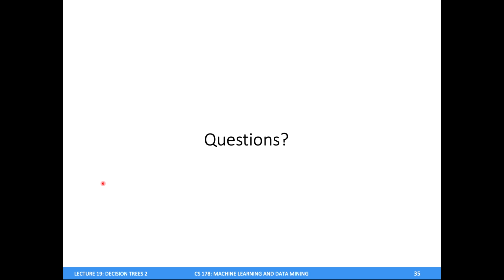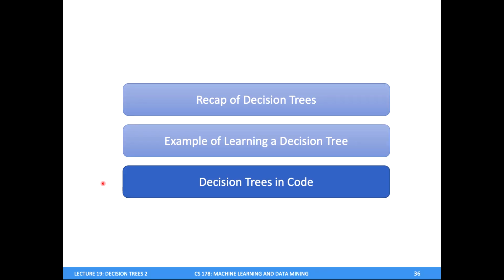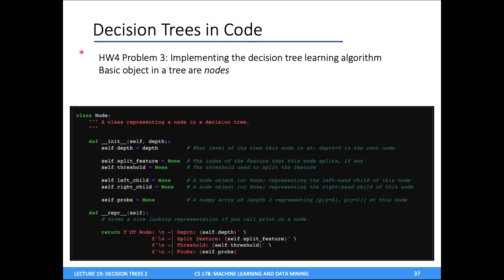All right, let's look at a few examples of decision trees in code and what these actually look like, and give you a few pointers on how you can get started implementing these in your homework. So for homework 4, in problem 3, you're going to be implementing this decision tree learning algorithm basically from scratch. We give you some skeleton code to help you get started, and otherwise you're going to be filling in all the details.